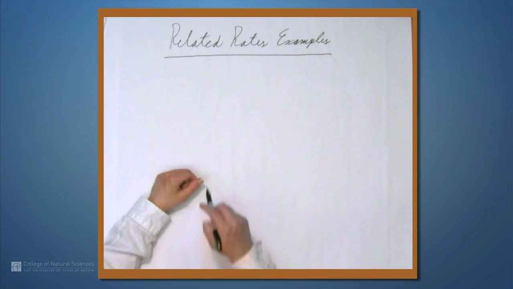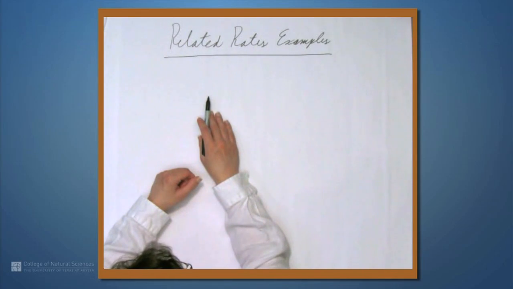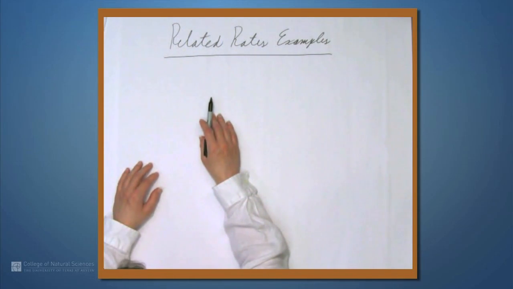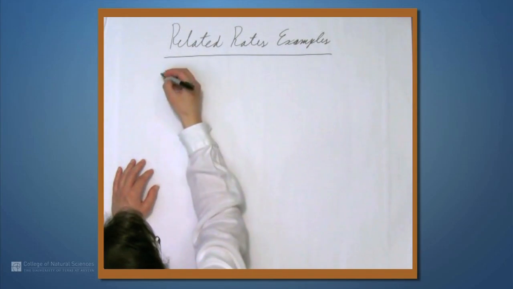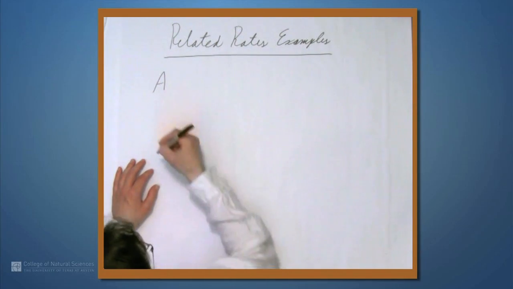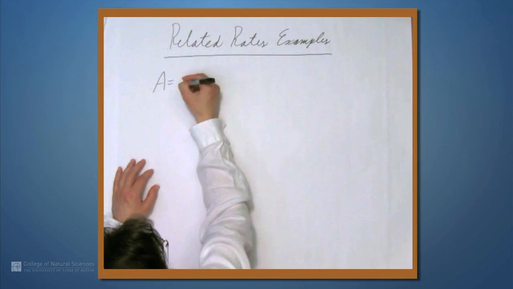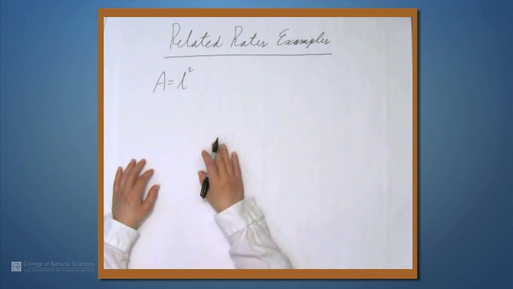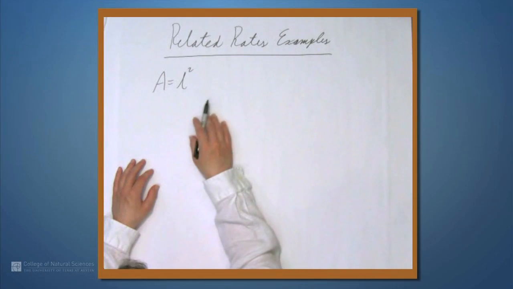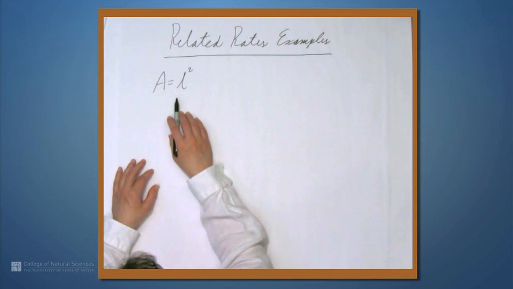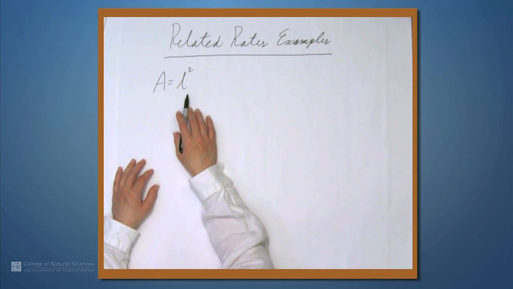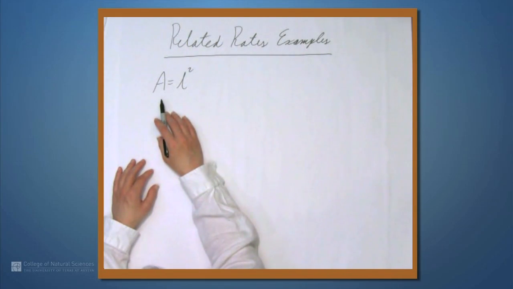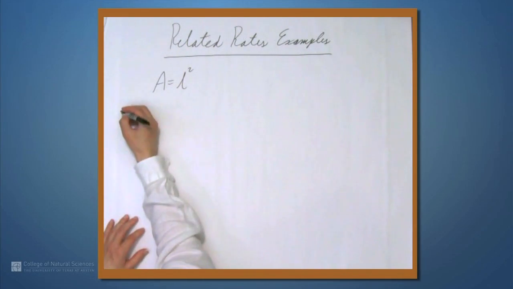So we're here at the example table, and in this video we're going to be looking at some related rates examples. You should be familiar with the idea of equations relating two different quantities. Say the area of a square is equal to L squared, the side length squared, things like that. With related rates, we're going to be using these kinds of relationships to determine a rate of change of one of these quantities given the rate of change of the other. So let's go right into an example.